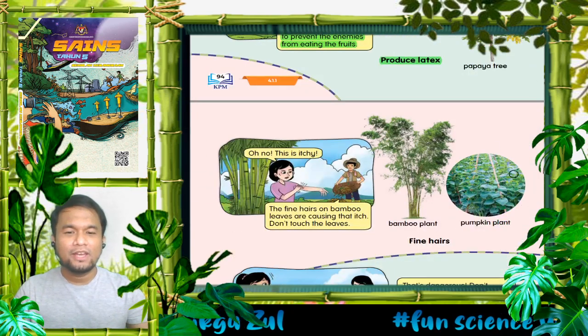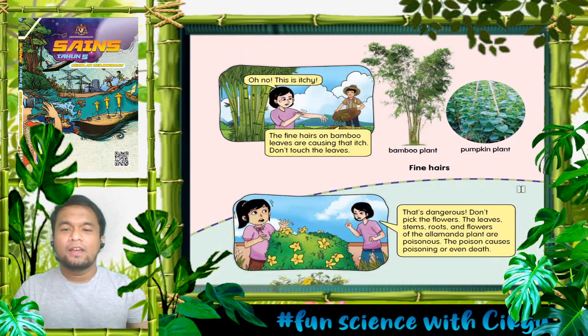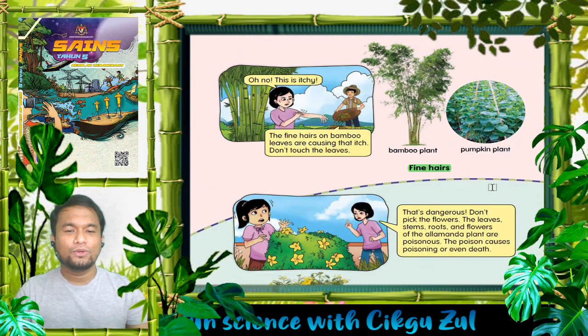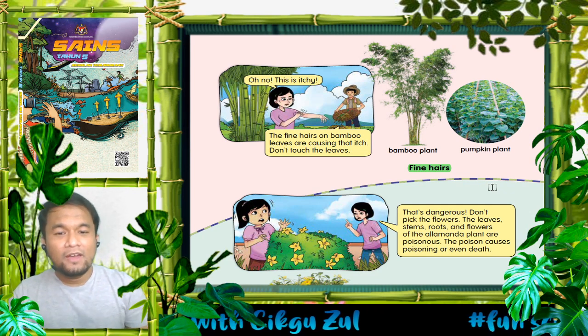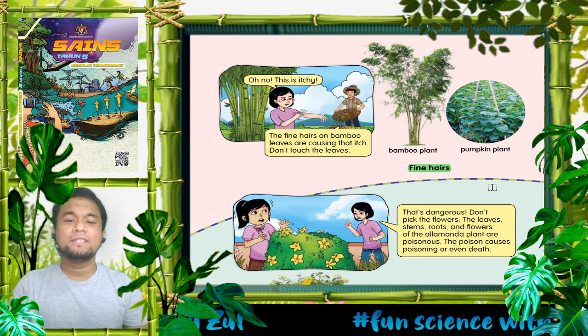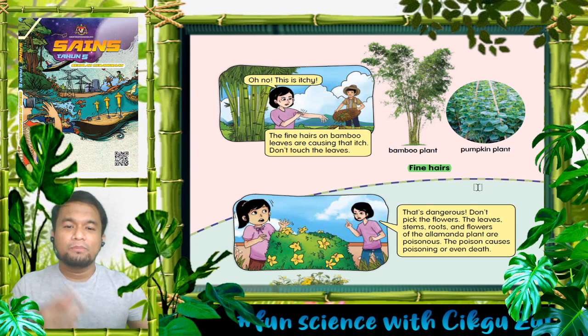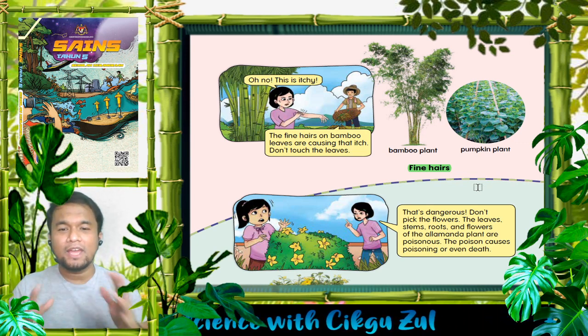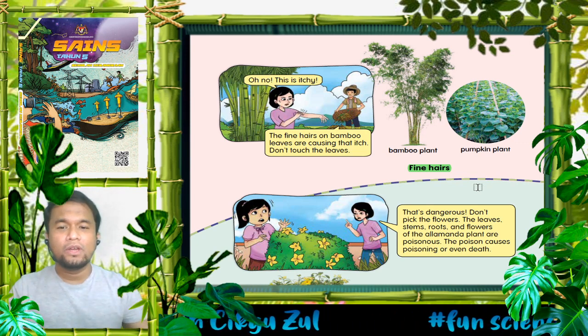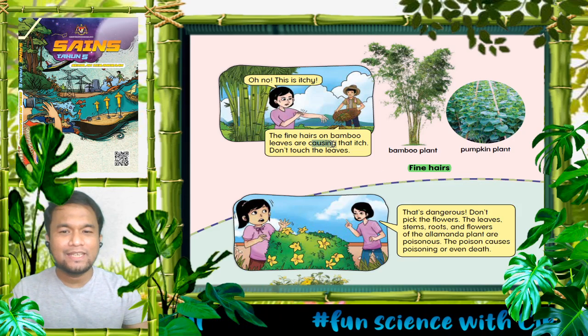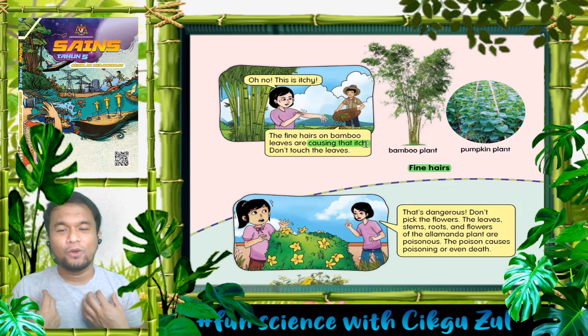Okay, let's go on to another characteristic, which is fine hairs. Who possesses fine hairs? The bamboo plant and the pumpkin plant. The bamboo plant has fine hairs on its stem which will cause us to feel itchy when we touch them.